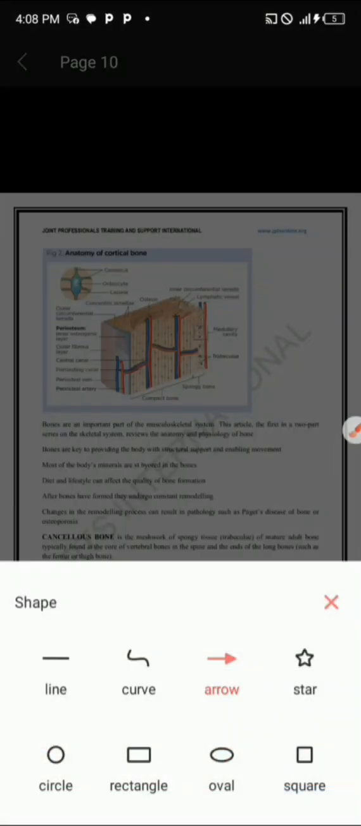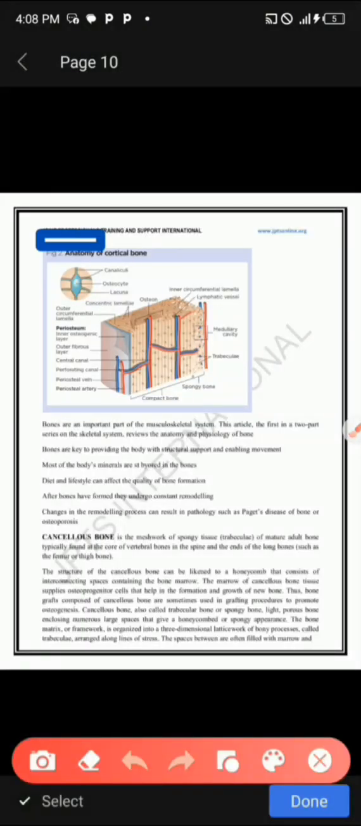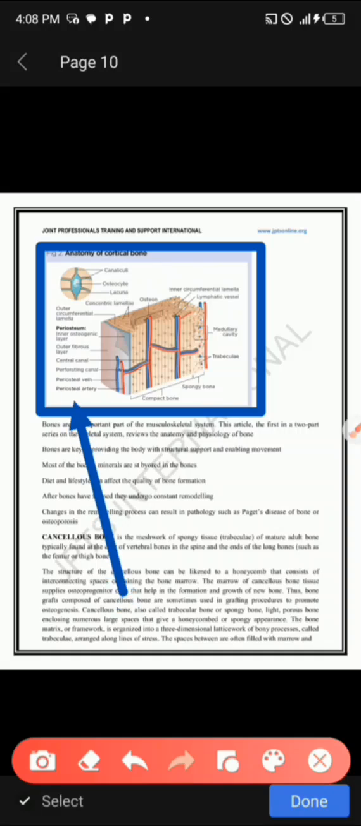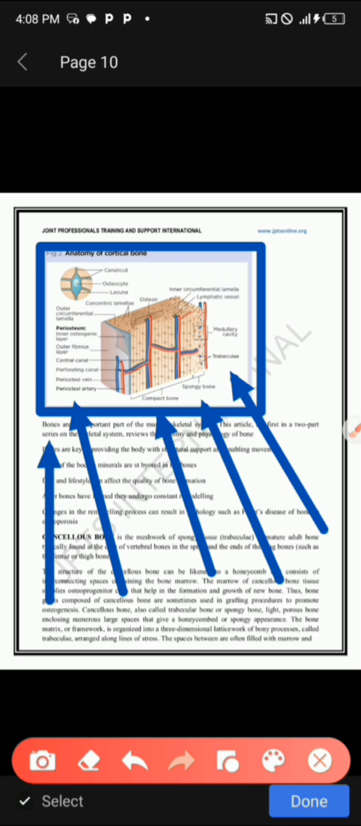In the anatomy of cortical bones, we are going to see the outer circumferential lamellae, osteocyte, lamina, and others. We are also going to see the periosteal vein, periosteal artery, perforating canal, central canal, and outer fibrous layer.